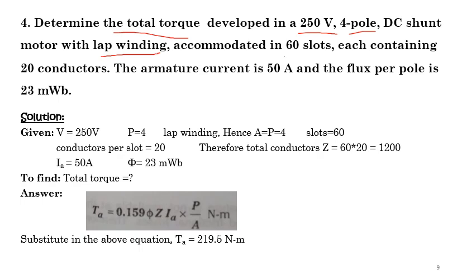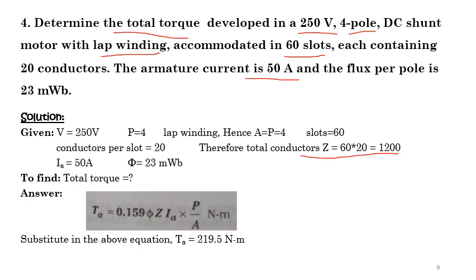Accommodated in 60 slots, so slots is equal to 60, each containing 20 conductors. That means one slot contains 20 conductors, so 60 slots will contain a total of 60 into 20. That means the total number of conductors Z will be equal to 60 into 20. Armature current is 50 amps, that is Ia equal to 50 amps. Flux per pole is 23.5 milliweber.